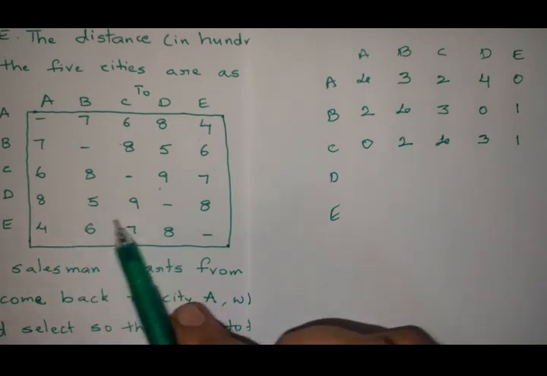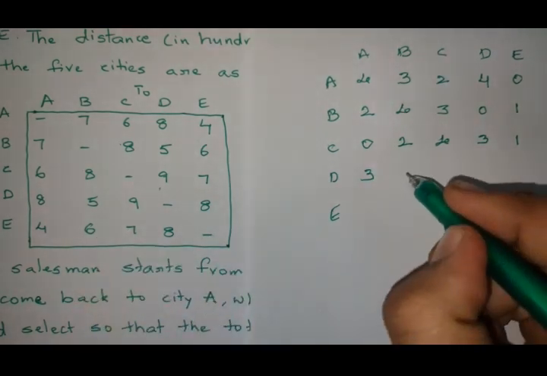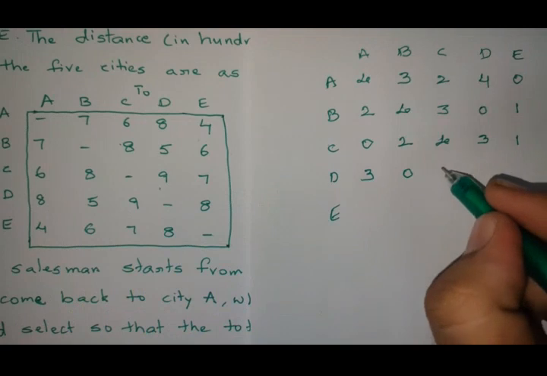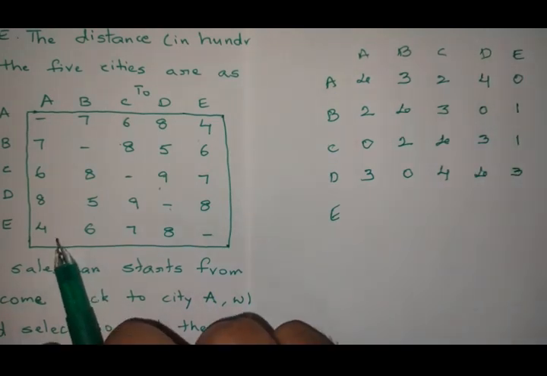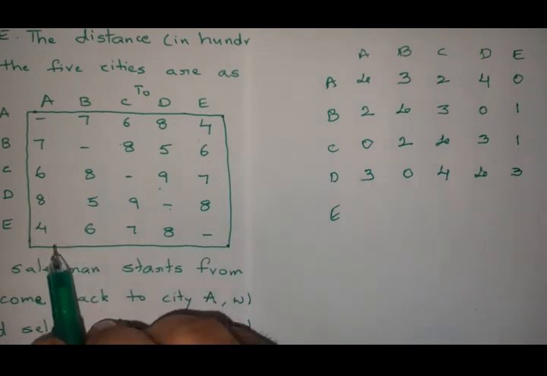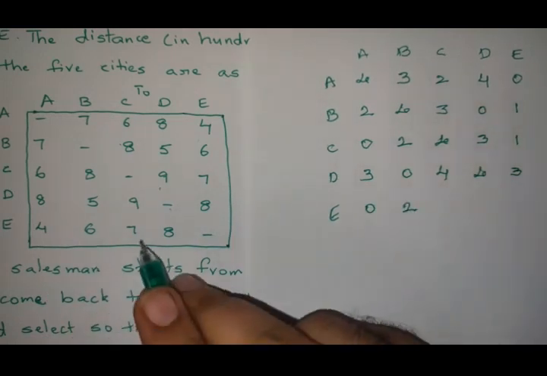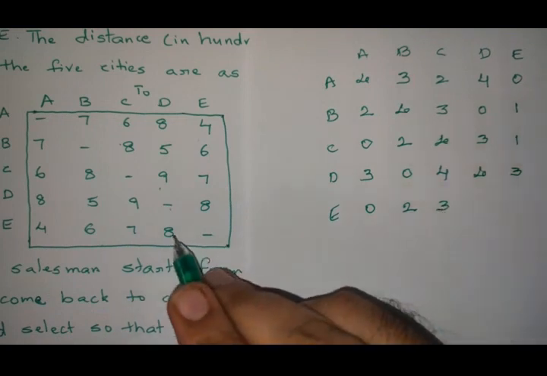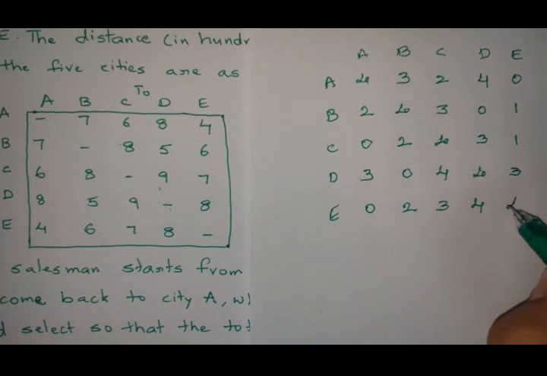Subtract 5 from all the values. 8 minus 5, 3. 5 minus 5, 0. 9 minus 5, 4. Infinity minus 5, infinity. 8 minus 5, 3. Next take the fifth row. In the fifth row the minimum value is 4. Subtract that 4 from all the 5 values. 4 minus 4, 0. 6 minus 4, 2. 7 minus 4, 3. 8 minus 4, 4. And then infinity minus 4, infinity.